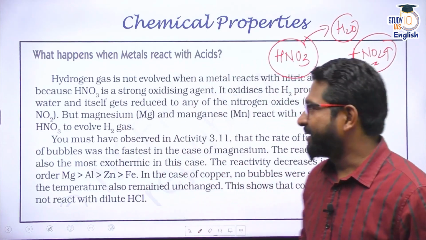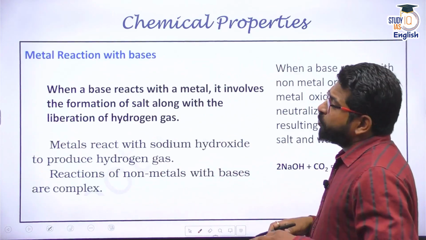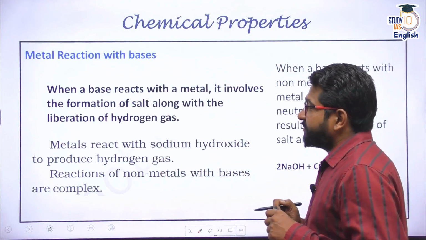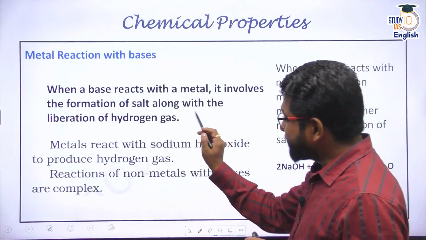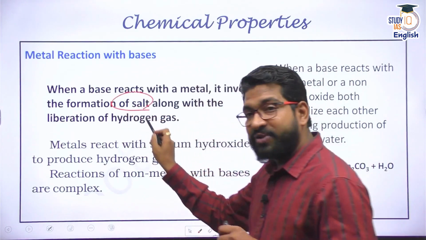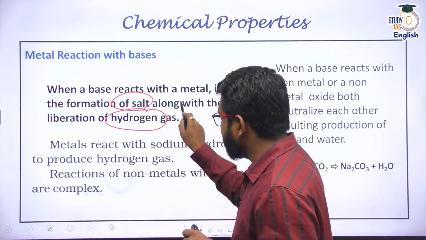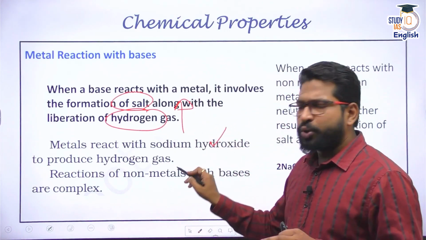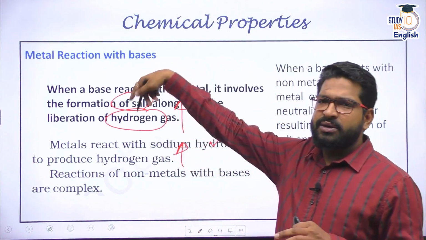All right? Next, how do metals react with the bases? Now, please remember, when a base reacts with a metal, it leads to formation of a salt along with liberation of hydrogen gas. This we have already established. So metals react with bases to produce hydrogen gas and a salt, very similar to how we have seen with acid.